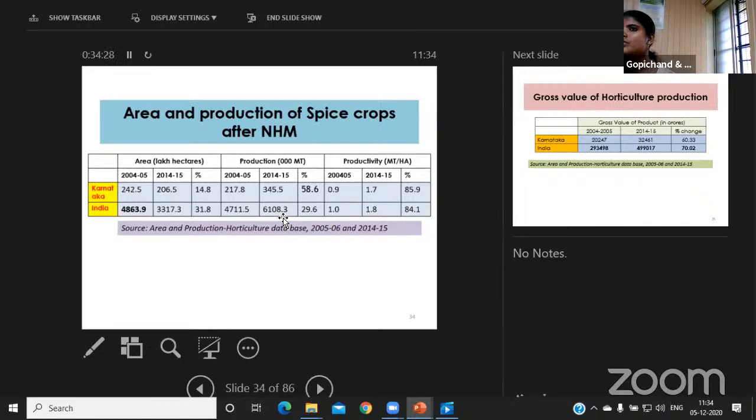If you go to the statistics, you can clearly see the decline in area under agriculture. Have you seen? If you go to the India or Karnataka statistics, you can clearly see the area under agriculture. More area is under agriculture.